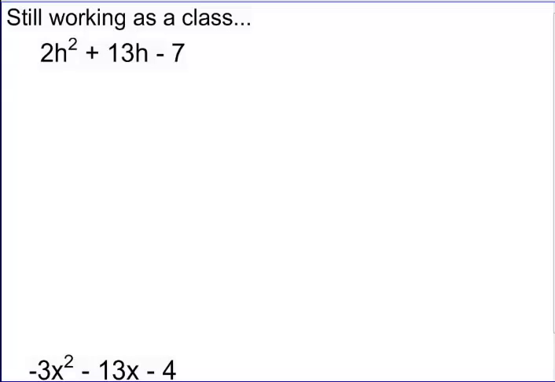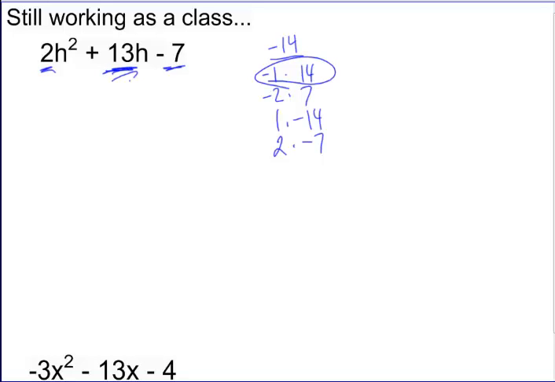First one, AC method. So you multiply 2 times -7, get your -14. Okay, list all the numbers that you can multiply: 1 times 14, -2 times 7, or 1 times -14, 2 times -7. Since I want a plus 13 here in the middle, I'm going to use the -1 and 14. So split it up into the two parts. So I have the 2h squared first, minus 1h, plus 14h minus 7.